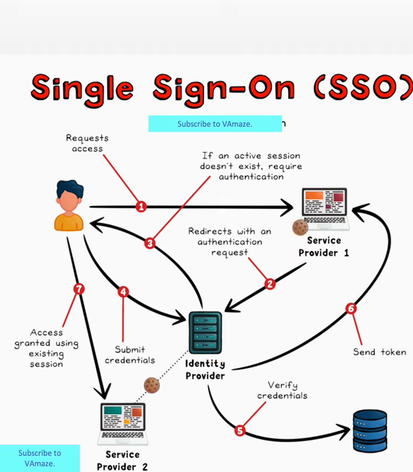Step 8. Access granted. Now here's where the single sign-on becomes apparent. When a user tries to access Service Provider 2 or any other service in the SSO ecosystem, the system recognizes they already have an active authenticated session. No additional login is required. They're automatically granted access based on their existing authentication.